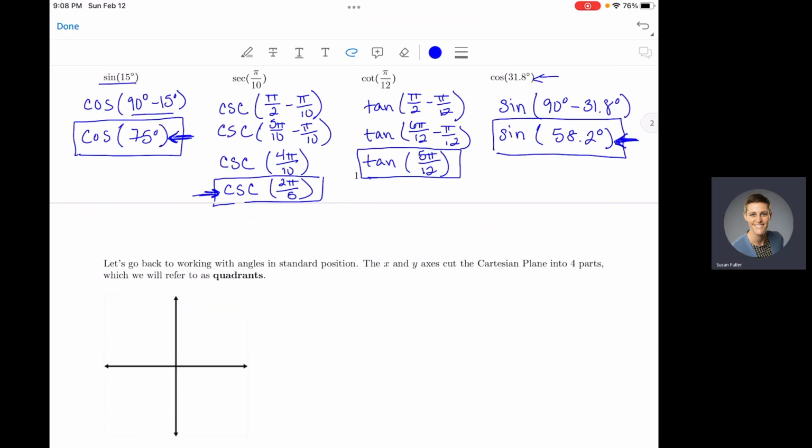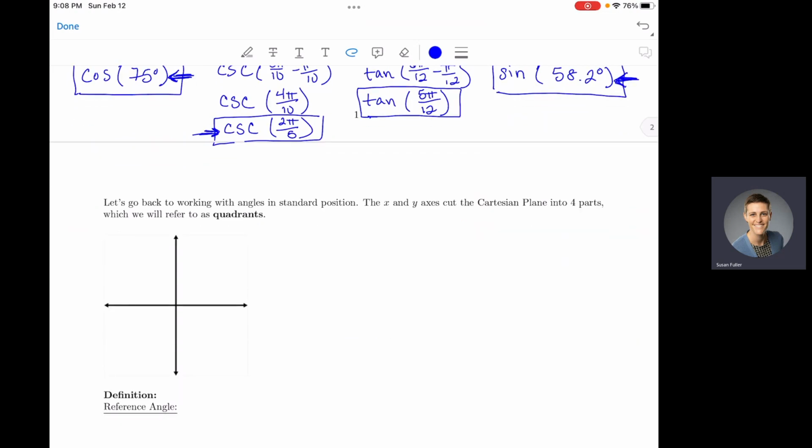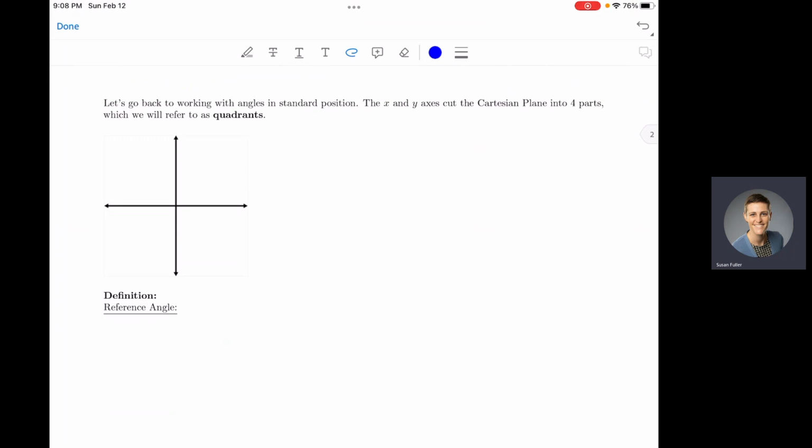Okay, all right, so we're going to switch gears a little bit. We're going to go back to working with angles in standard position. Now, from here on out in the course, quadrants are going to play a big role in what we do. What a quadrant is, if you draw a Cartesian plane like we have here, the x-axis and the y-axis cut this two-dimensional space into 4 parts. We call these quadrants, and we number these in a kind of standard way.